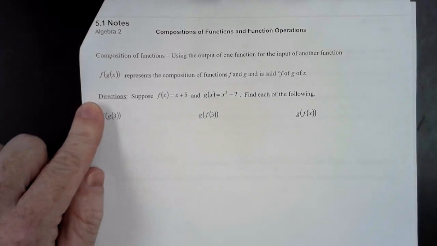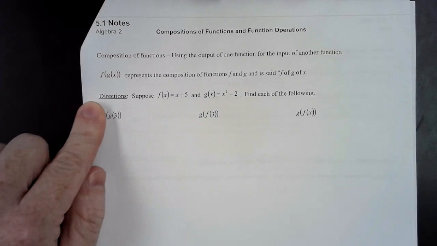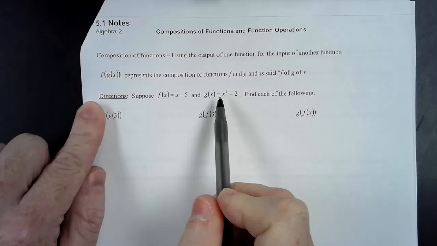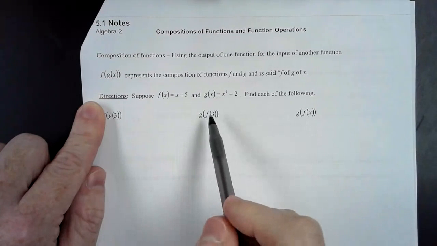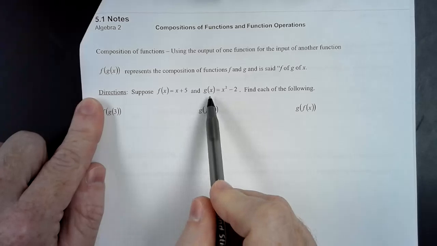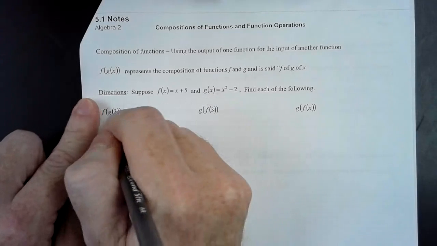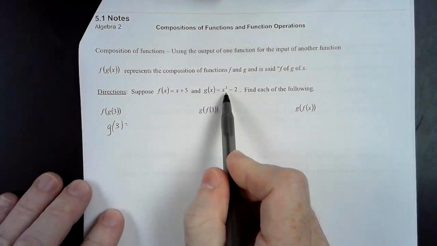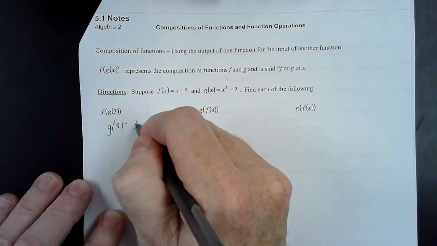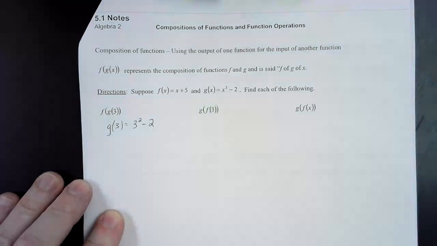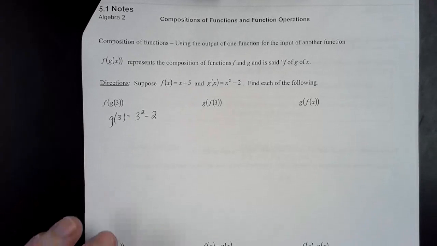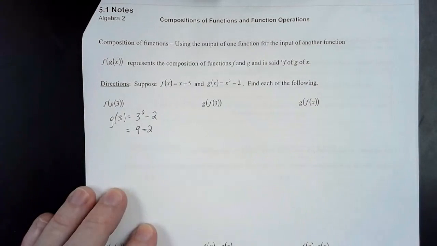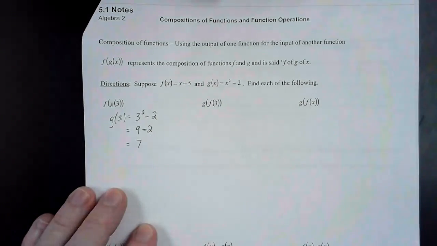So you start on the inside, the innermost, and we have g of 3. They will give you whatever f of x is and g of x, or whatever letters they use. So in this case, we're going to start with g. If I plug 3 in, I would start like g of 3 equals, and I'm going to plug 3 in for x. So I have 3 squared minus 2. And then you just simplify. So 3 squared is 9 minus 2, and that equals 7.